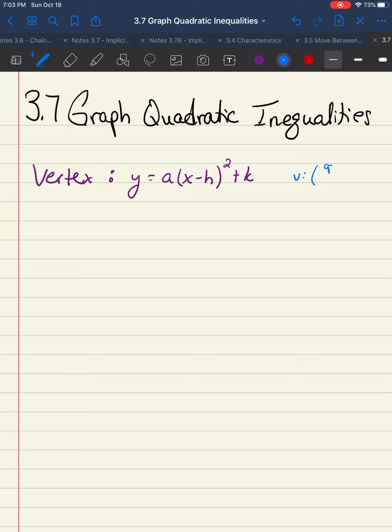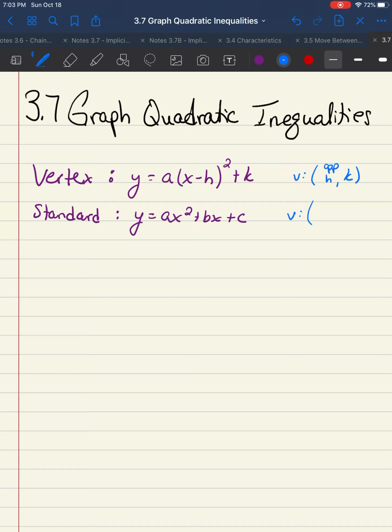We have vertex form, which is a times x minus h squared plus k. From that, we found our vertex at the coordinate opposite h, comma k.